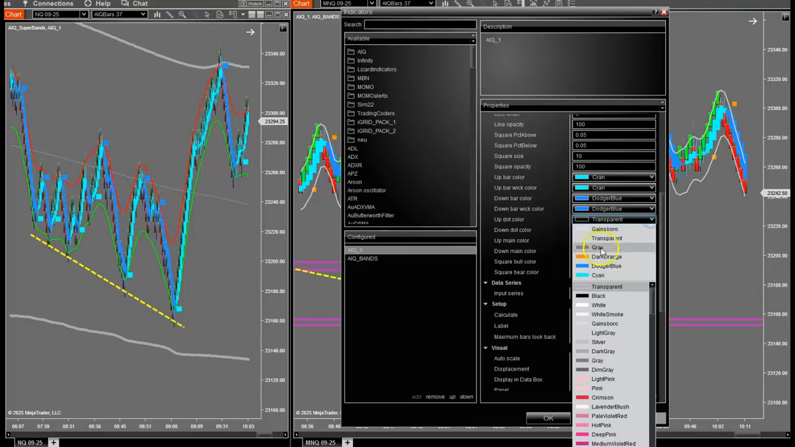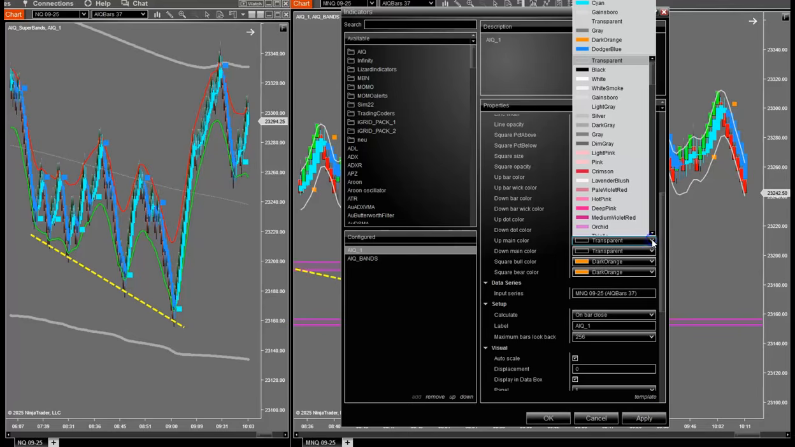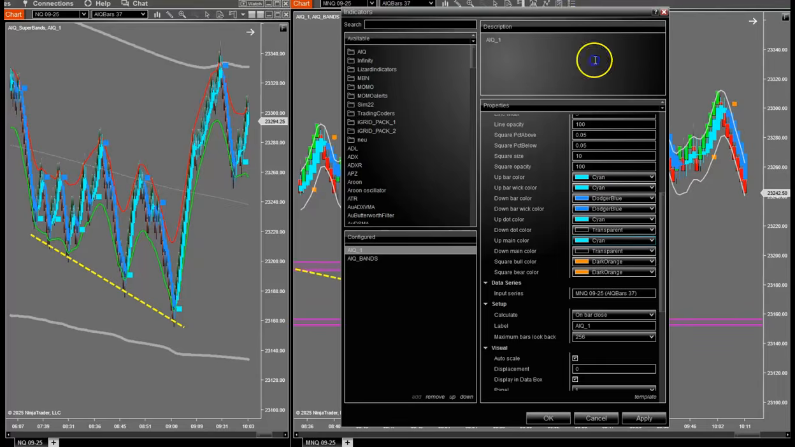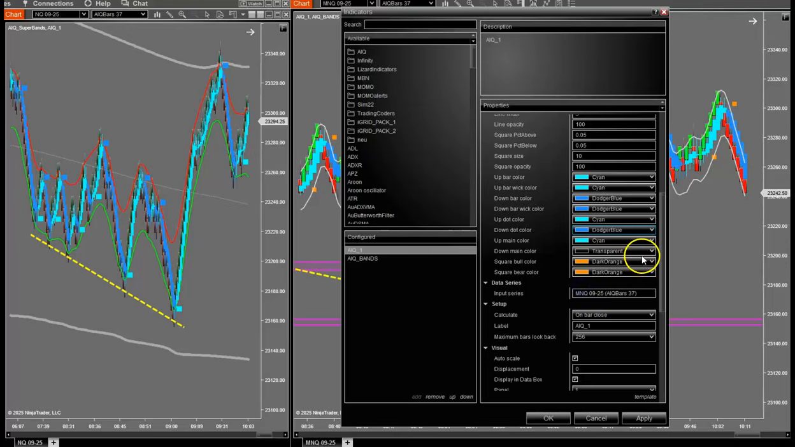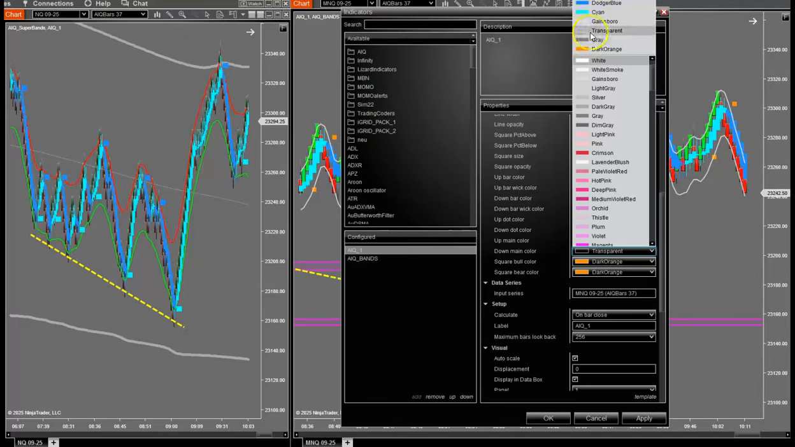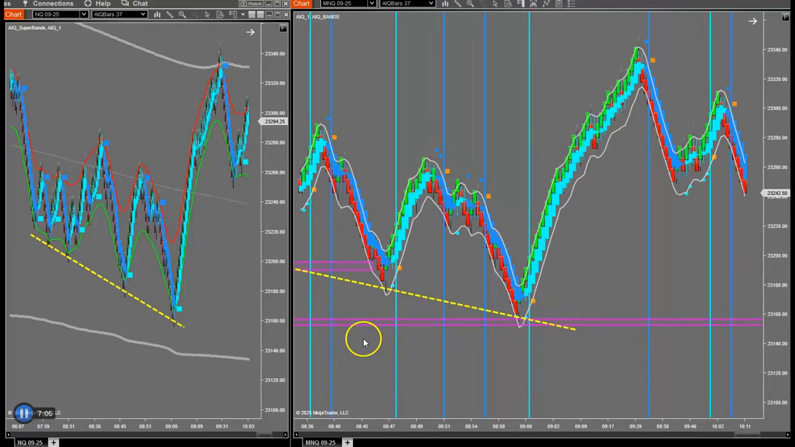Okay, up dot color, we'll go cyan. And then up main color, that'll be the vertical lines. That'll be cyan. And remember, you can color these whatever you want. Here we'll go Dodger blue for the dot and the line. Okay, so let's hit OK, and we'll pull those additional indications up on the chart.